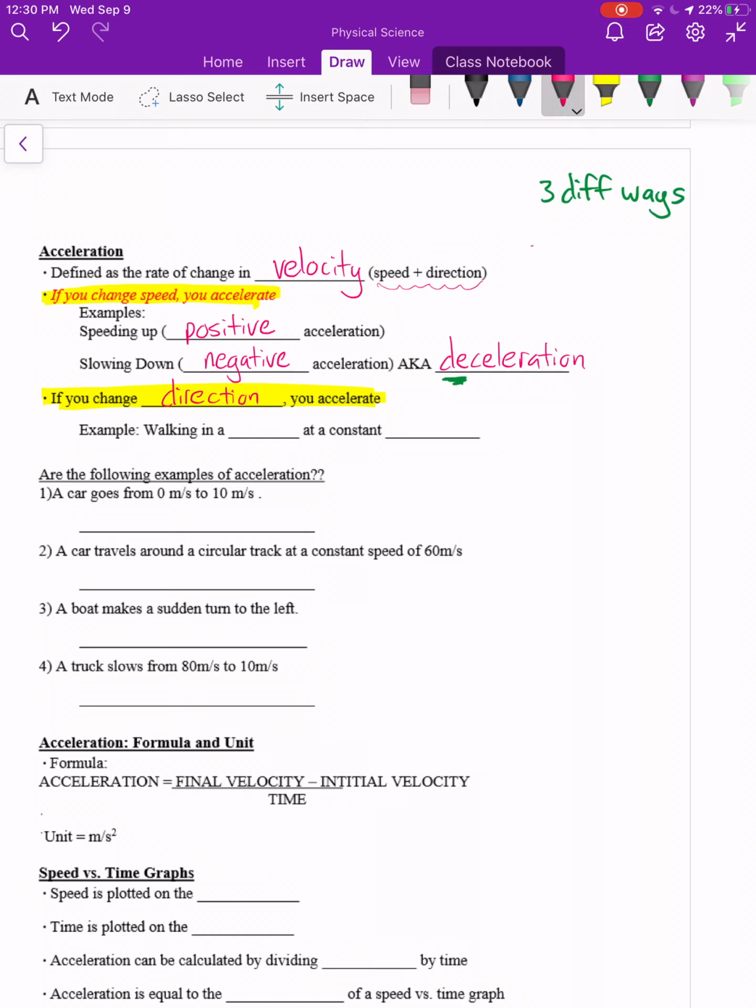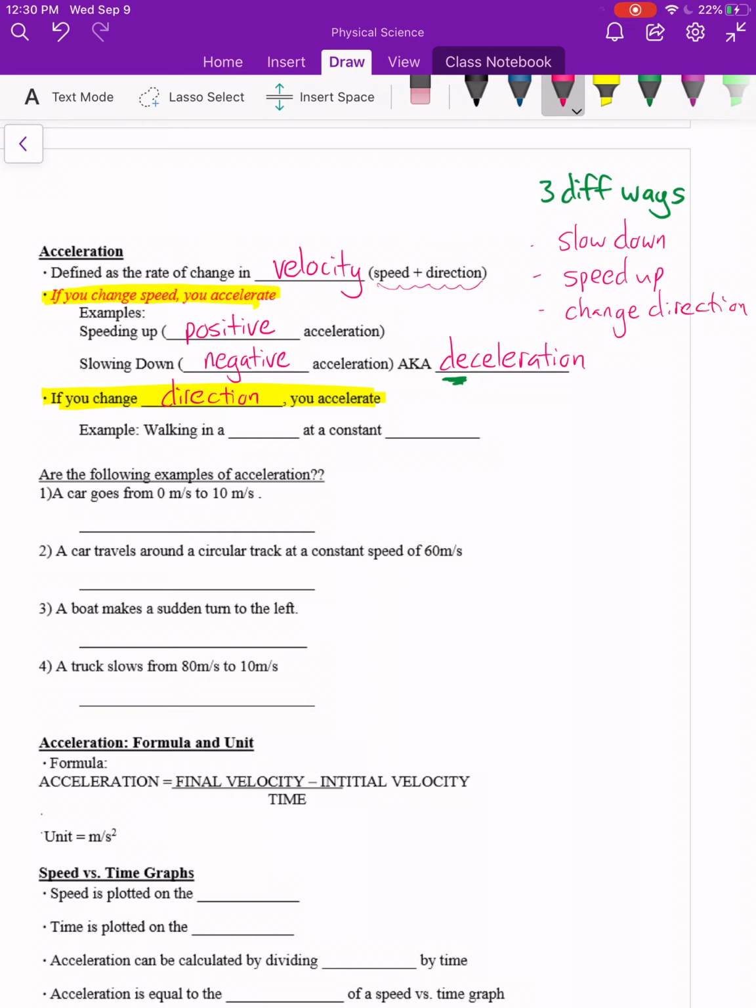You can slow down, you can speed up, or you can change direction. Okay, there's 3 different ways you can accelerate.